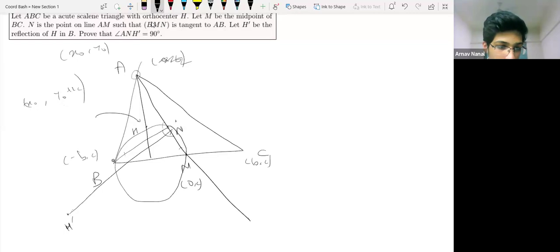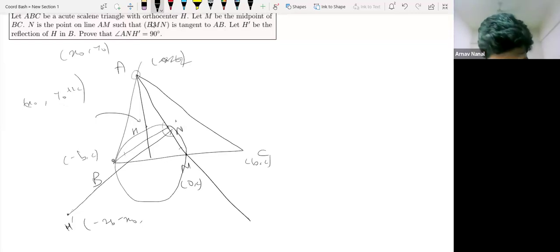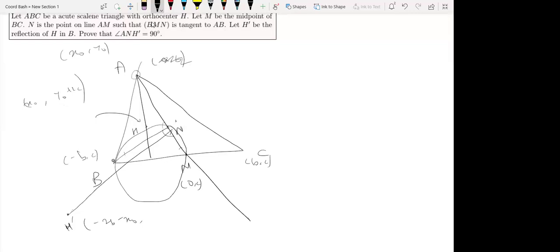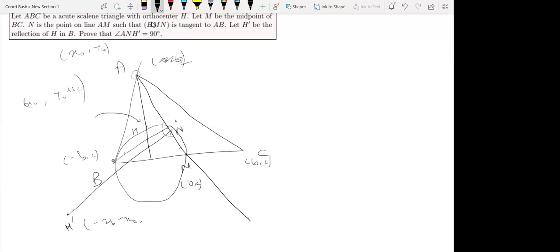So now you can directly calculate H dash. H dash is the reflection of H over B, right? Yeah. So what is H dash? It's minus 2b minus x naught comma... How is y equal to y naught plus 2c? Y is equal to y naught plus 2c because the circumcenter is the origin, so the coordinates of the orthocenter are the sum of all three. Oh, you're taking circumcenter. Yes, the origin is circumcenter.